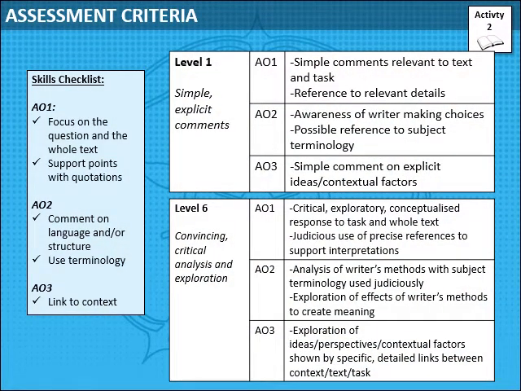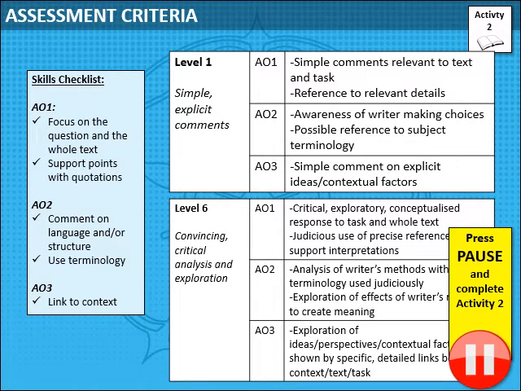For activity 2, I'd like you to read through the mark scheme and extracts from level 6, approximately grades 8 to 9, and level 1. What skills appear in both the level 6 and the level 1 criteria? How are the criteria different? Then in your own words, try to explain what you need to do to get a high level in the exam. Press pause, complete the activity, and then press play to move on.